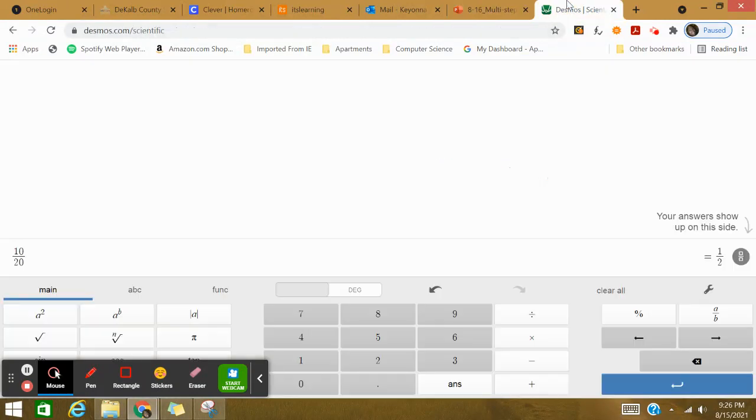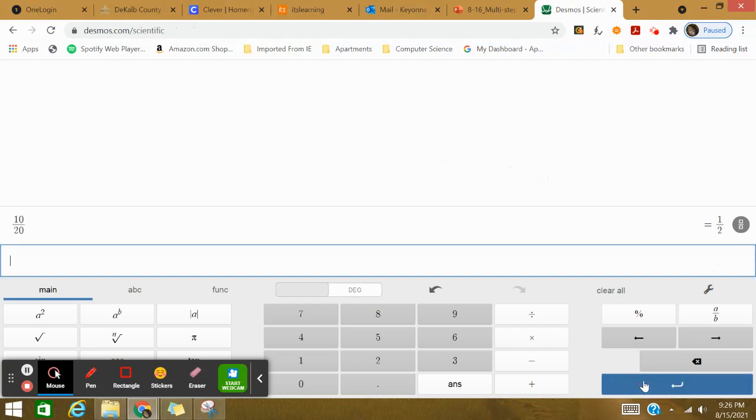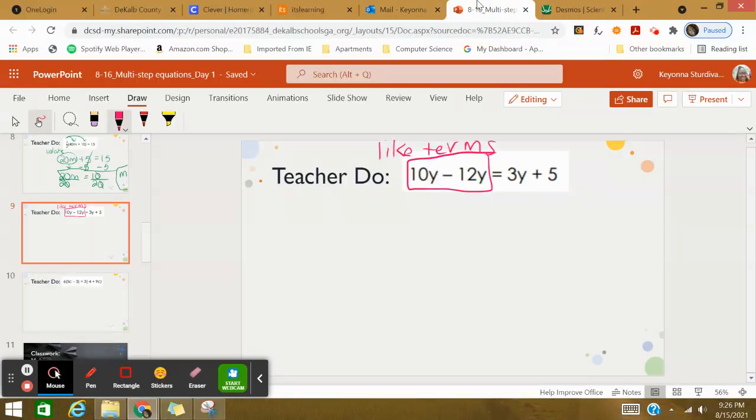Again, let me double check and make sure I do my math right. I'm going to hit the blue button on Desmos. I'm going to do 10 minus 12. Remember that the calculator cannot use fractions, but you can add, subtract, and multiply your coefficients. So I got 10 minus 12, which is going to give me a negative 2y. And then this right-hand side, I didn't do anything with, so I'm just bringing it down. So I'm left with 3y plus 5. Step 2 is done.